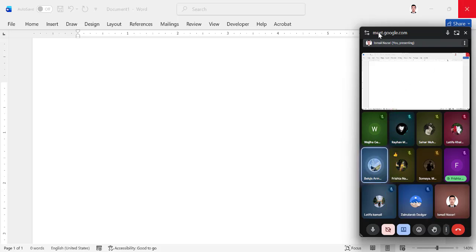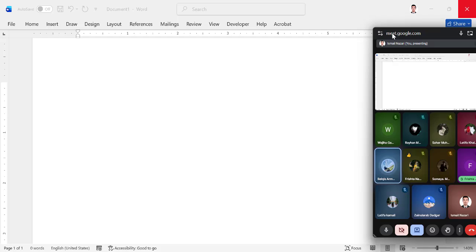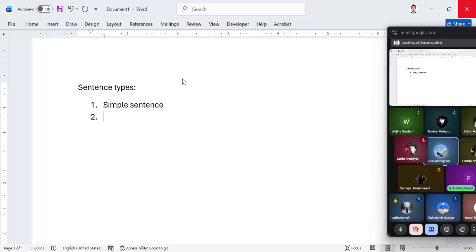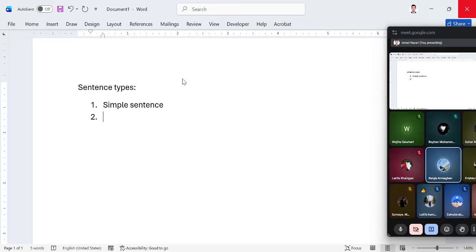Okay, so last day we studied the types of sentences. The first type was the simple sentence, and a simple sentence is a sentence that has one subject and one main verb. It means it contains one independent clause, and it always has a complete meaning.